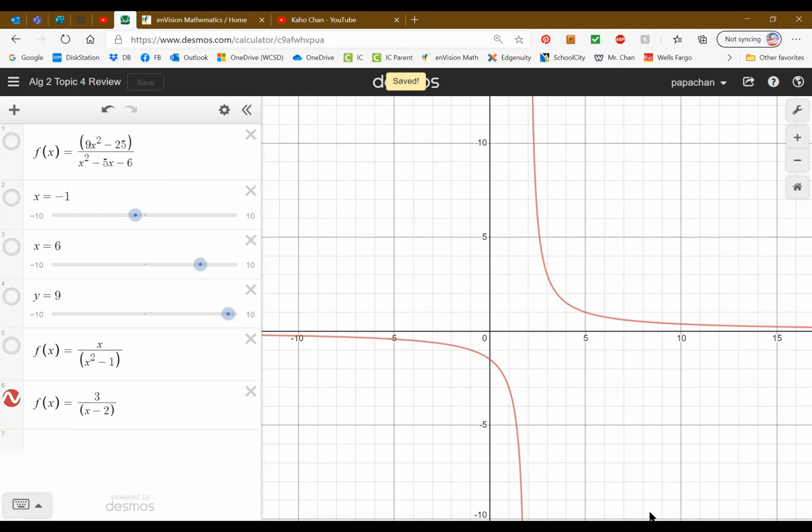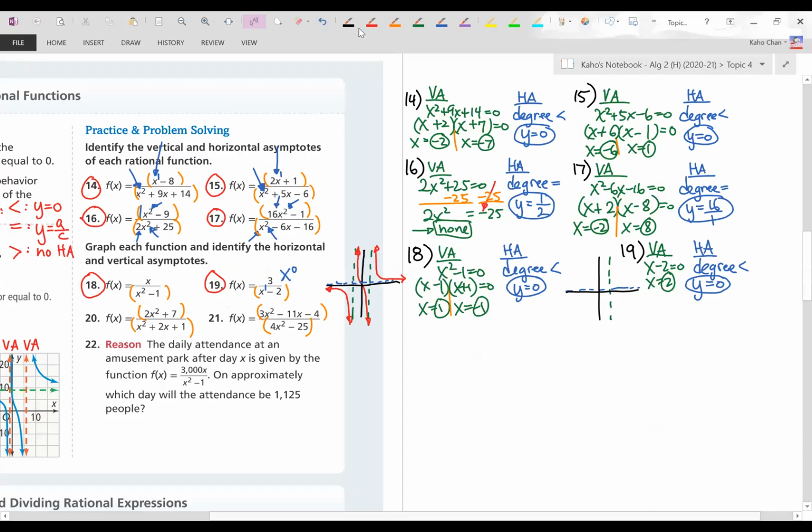And let's go back to our notes and jot down what we just saw right there. Yay! Our 2 branches, and that's number 19. Not too bad. Let's try number 20.